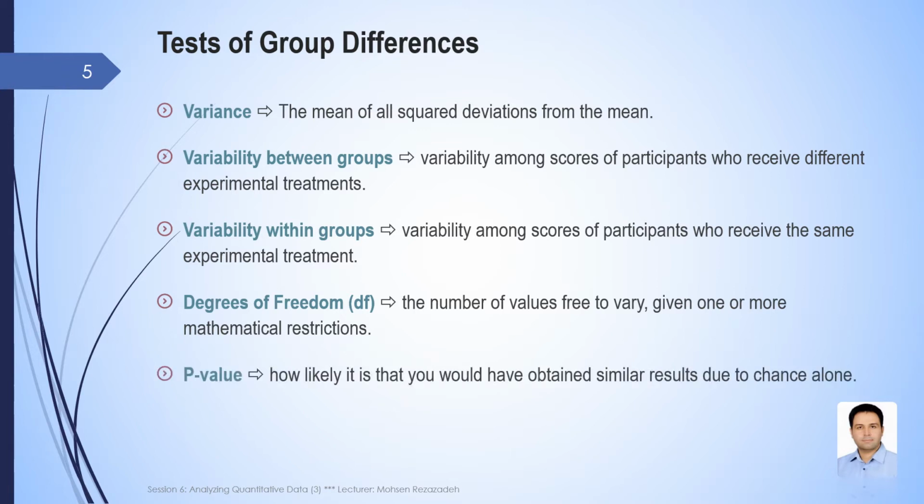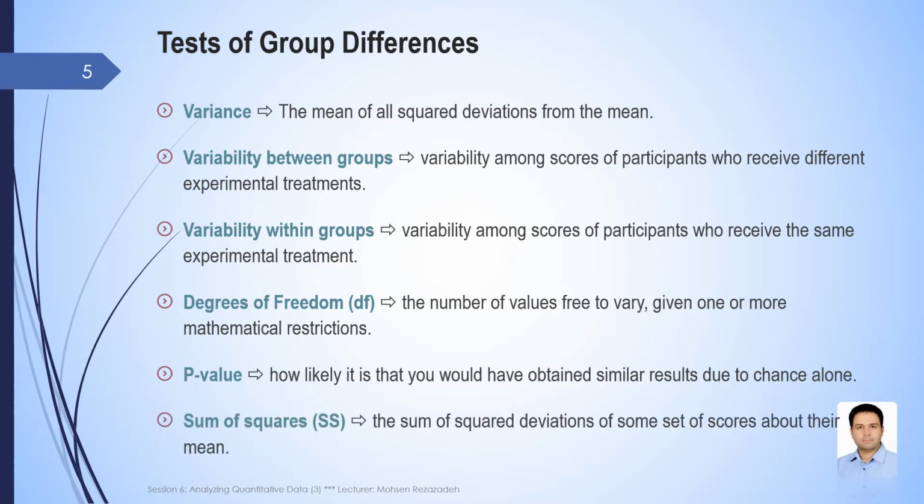Next is p-value. How likely it is that you would have obtained similar results due to chance alone. The likelihood of committing a type 1 error. This is p-value. And sum of squares, or SS. It is the sum of squared deviations of some set of scores about their mean.